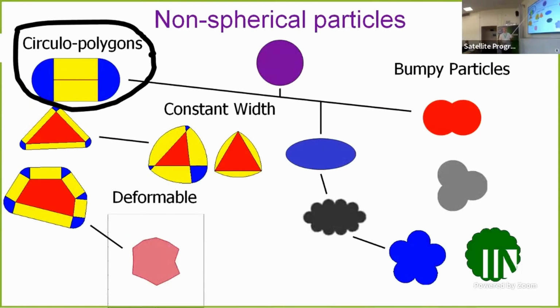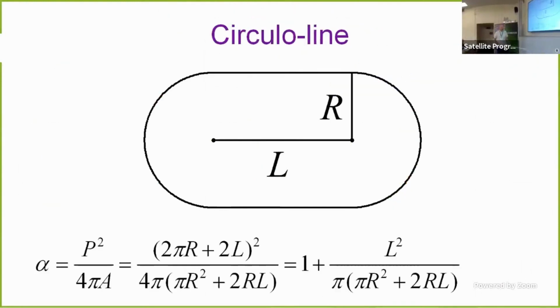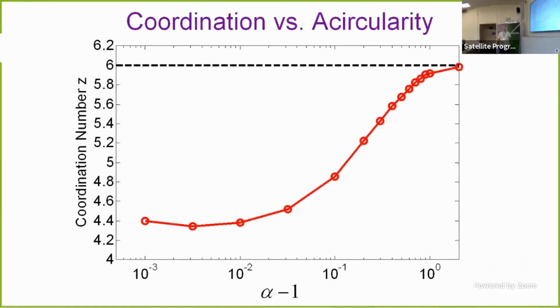We call these in general circular polygons, but if you just look at the one version, it's a circular line. Okay, so circular lines do both. They have both rotational modes, and they are not made from a set of circles. They have circles on the ends, but those lines can't be made out of a finite number of circles. So they should be hypostatic. We have to define their alpha. It's the same one. This is also roughly the aspect ratio of this. If you work it out, it's not quite as close, but it's very similar to the aspect ratio as well.